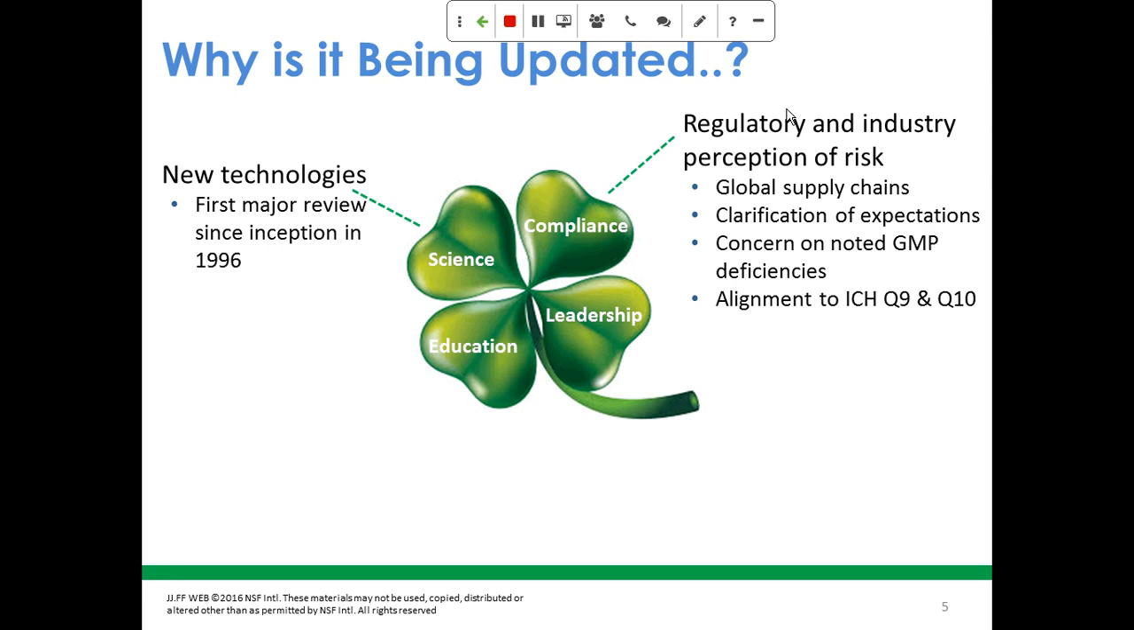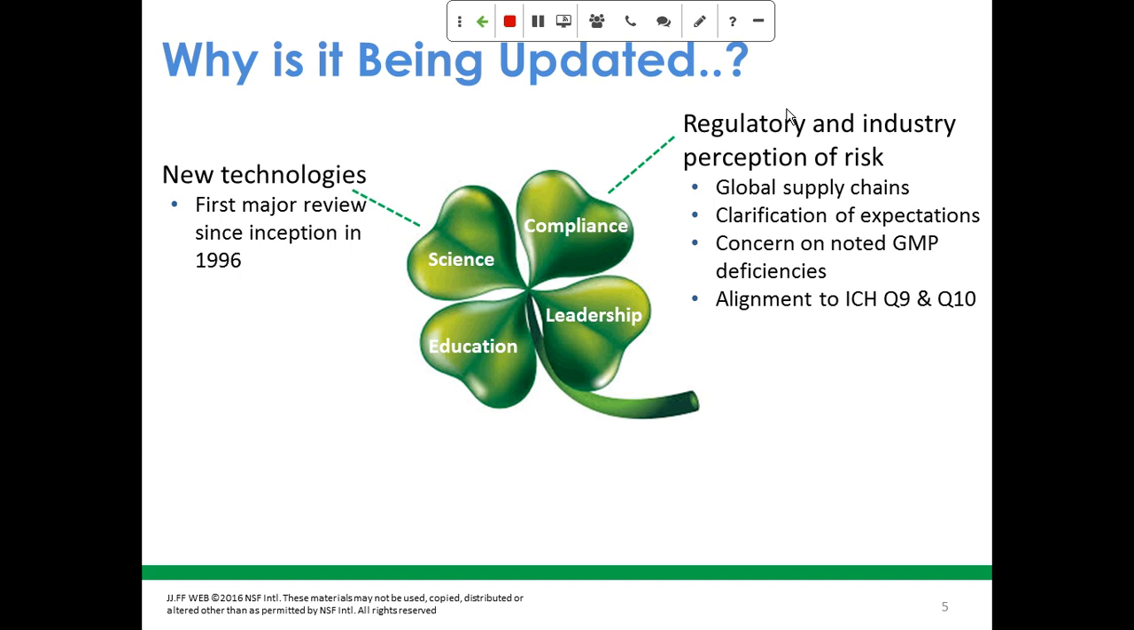There was also a compliance-related concern that the Annex wanted to deal with. This was around a perception of risk that had grown across the industry, partly due to the proliferation of global supply chains with maybe some fairly tenuous global oversight processes in place across some of these complex supply chains. There's also a need for the regulatory bodies to clarify some of these expectations, to try and minimize the variation in how Annex 1 is interpreted and implemented in practice.